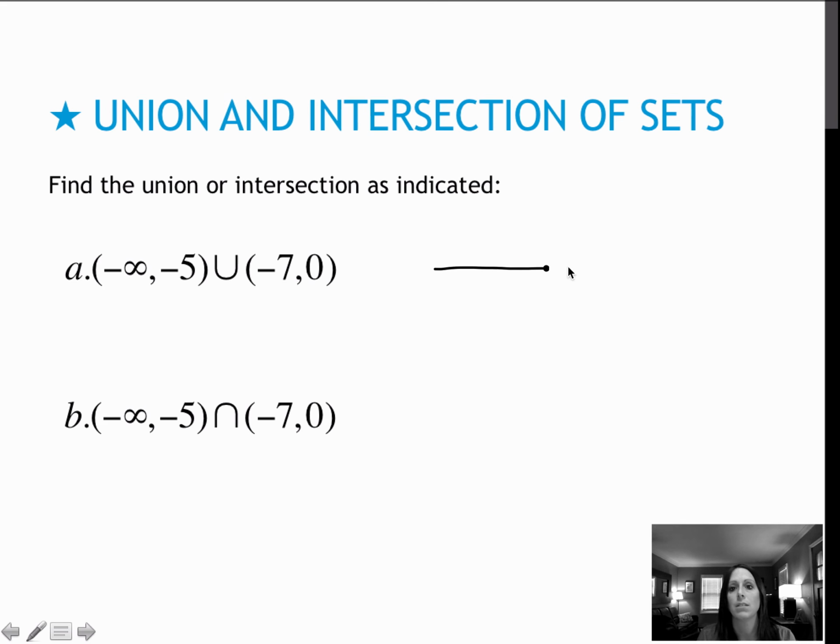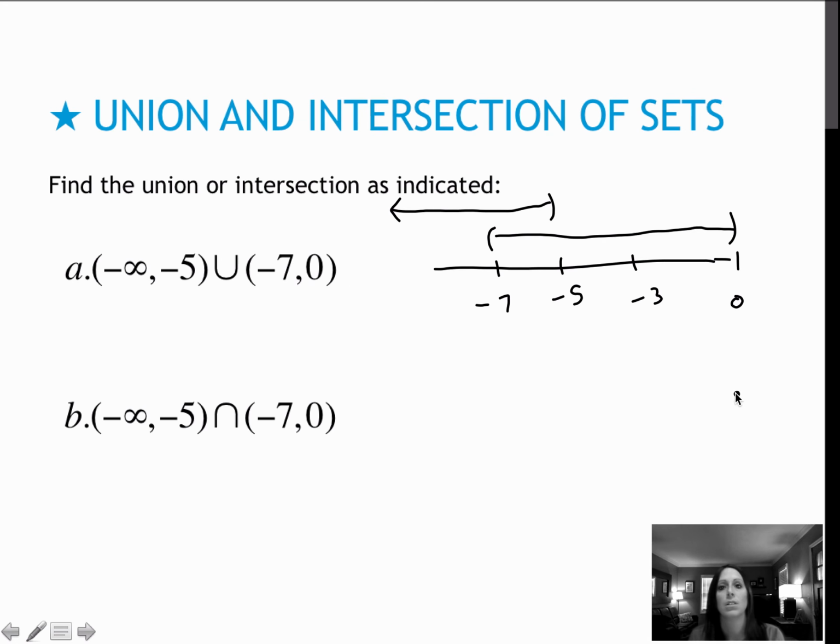Again, not a bad idea to draw yourself a number line. The first one goes from negative infinity up to negative 5. And my second one goes from negative 7, put 0 over here, from negative 7 over to 0. My union would be anywhere where either one is shaded, so this one all goes to negative infinity. So from negative infinity all the way up to 0, something's going to be shaded. So negative infinity up to 0, open parenthesis, because this is open.